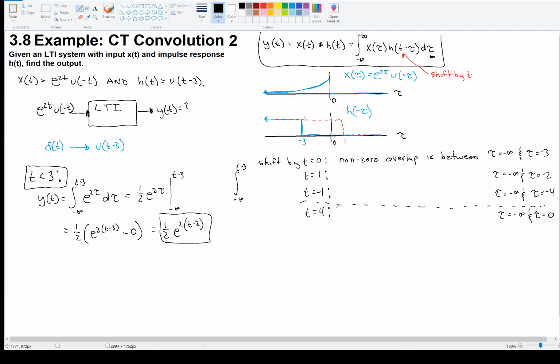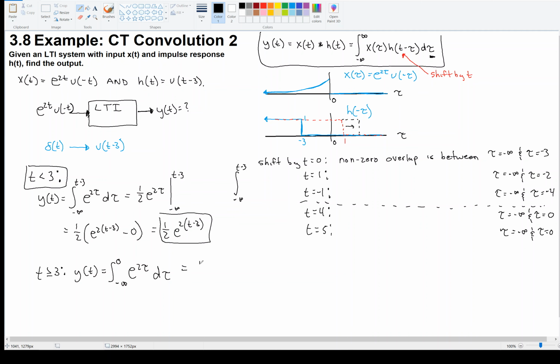Now, let's come back to our pattern. You see, when we already said when t is equal to 4, our non-zero overlap is between minus infinity and 0. And that's because x is fixed. We're not shifting x. And so even if we shift h by 5, that brings this over one more unit. But still, our non-zero overlap is between minus infinity and 0 because x is fixed. So in this regime, it doesn't matter how much we shift by, we're still going to be integrating from minus infinity to 0. So for t greater than or equal to 3, our output is found by integrating from negative infinity to 0. And then the integrand actually still stays the same because, again, the unit step is 1 in the non-zero part, and then we just have e to the 2 tau.